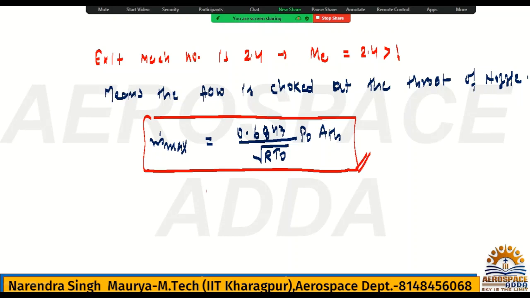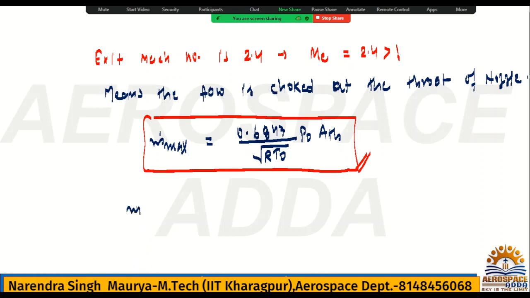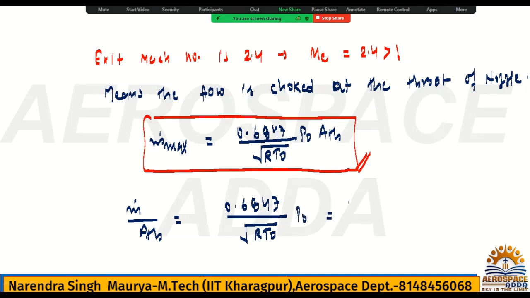This is already derived. So here, what is the mass flow rate per unit area? If you check, this is nothing but the maximum mass flow rate divided by A throat, which is 0.6847 times P naught over the root of R T naught. We need to write all the values: 0.6847, and what is the P naught?